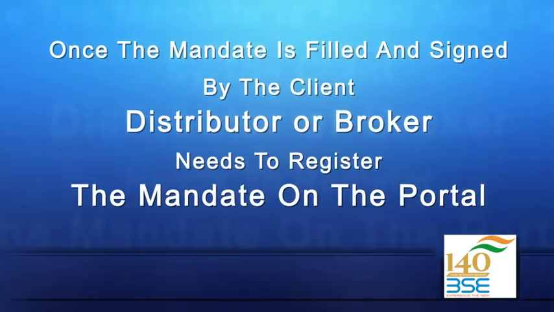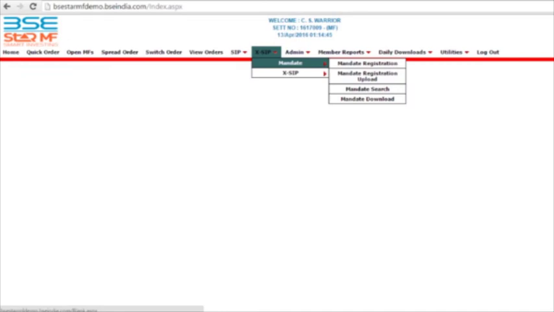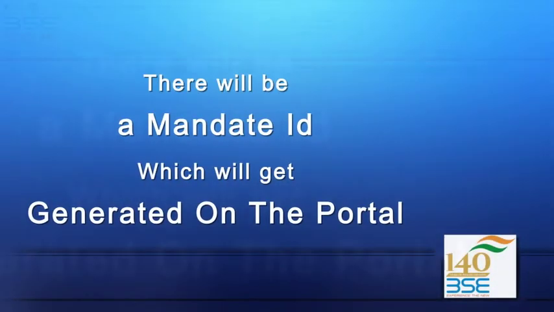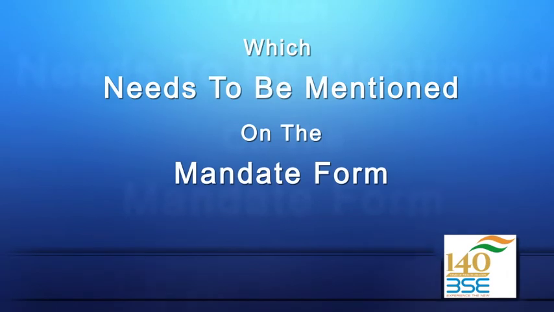Once the mandate is filled and signed by the client, the distributor or broker needs to register the mandate on the portal. Following is the path for the same. You need to select eXSIP, Mandate, and then click on Mandate Registration. After doing the registration, a mandate ID will be generated on the portal, which needs to be mentioned on the mandate form.